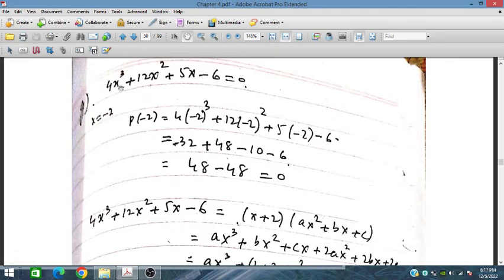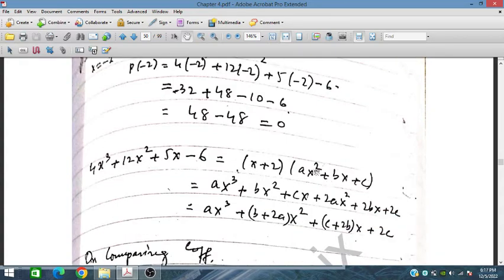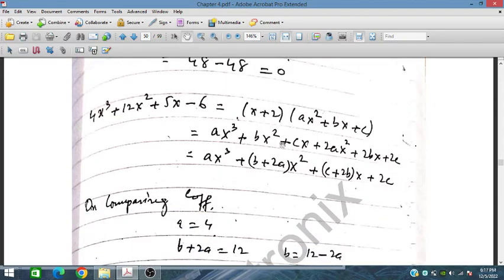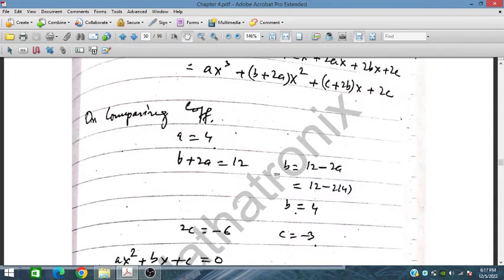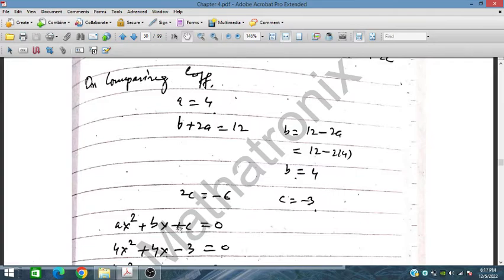So this polynomial may be written as x plus 2 times this quadratic, and now we multiply and expand to obtain these results. By comparing the coefficients, a is equal to 4, b plus 2a is equal to 12, c plus 2b is equal to 5 and 2c is equal to minus 6. So c is equal to minus 3, a is equal to 4, so b is equal to 4. So ax square plus bx plus c is 4x square plus 4x minus 3 is equal to 0.